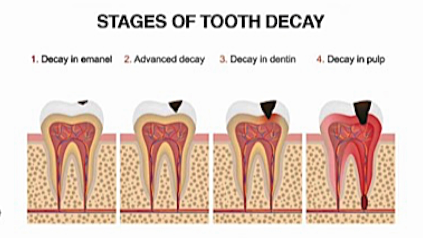Stage 3 is when the decay has reached the dentin and is approaching the pulp of the tooth. And finally, stage 4 is when the decay has reached the pulp and potentially has access to your nerve.